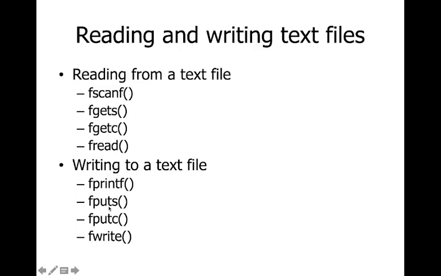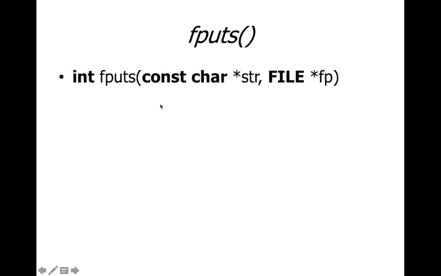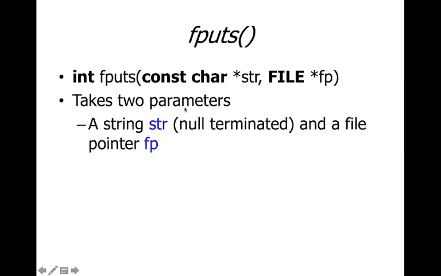We have already seen the gets function and the puts function, and this is similar to those. We'll see the fputs function first. This is the syntax. The function prototype is int fputs, and the first parameter is a string, const char star string pointer, then we have a file pointer. So it takes two parameters.